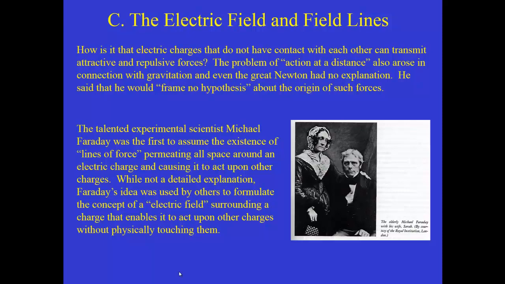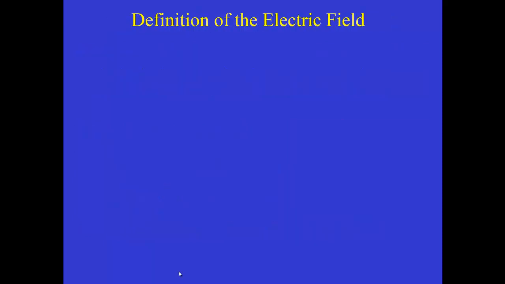So this was not really a very highly mathematical explanation when Faraday first proposed it, but it became the basis that others used for the idea of an electric field surrounding the space around a charge. And so this electric field is the way that one charge can act upon another charge that is in the vicinity without actually coming in contact. And this notion of a field connected with a particular force is a very rich one in physics.